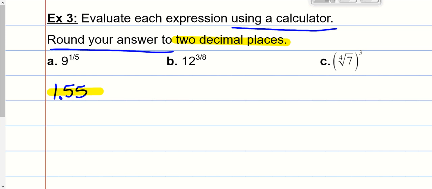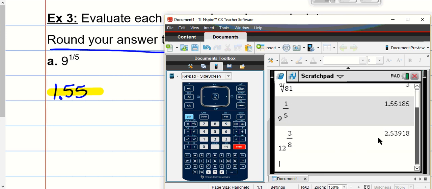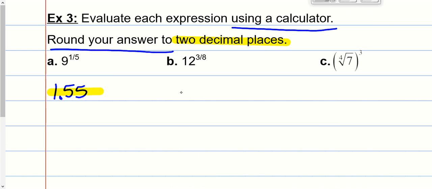All right, look at the next one. 12 to the 3/8. So let's put that in there. 12, use the rooftop, 3 divided by 8, enter. 2.539. It said 2 decimal places, so that would be 2.53, but the 9 right there will round the 3 up to a 4. So 2.54. So my answer here is 2.54. If you do not round this correctly, you will get it wrong. All you're having to do is put it in the calculator and round. So if you can't do it correctly and round correctly, it will be wrong.